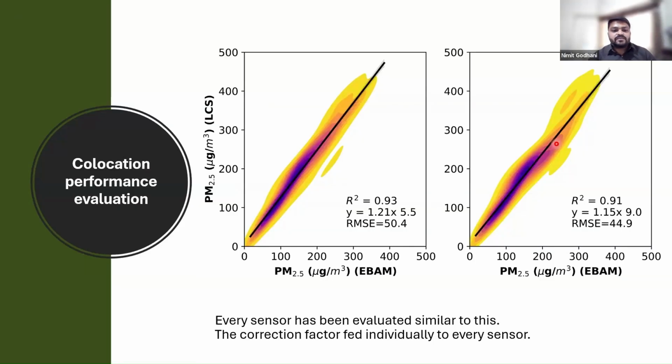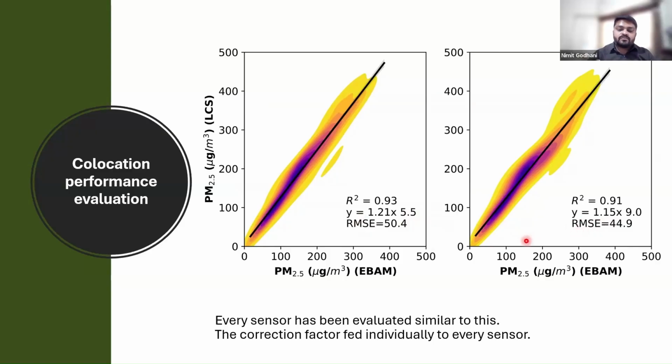So these are some of the plots I'm giving you for visualization, the collocation performance evaluation. You can see we are getting R scores around 0.93 and 0.91, which differ from sensor to sensor. And you can also see the linear regression equations we have obtained.